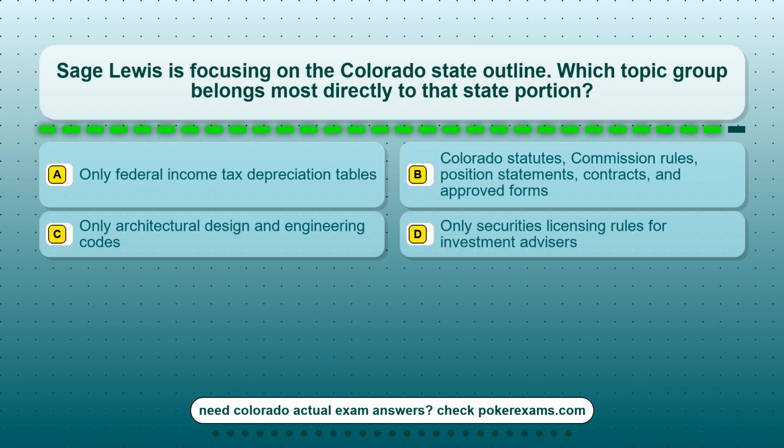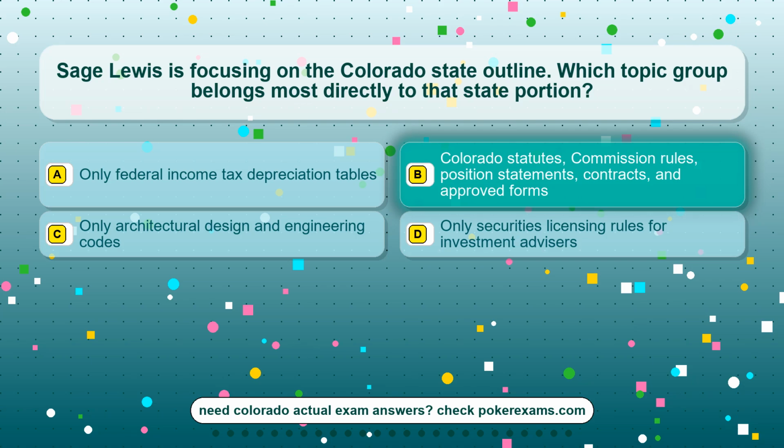Question 2. Sage Lewis is focusing on the Colorado state outline. Which topic group belongs most directly to that state portion? Option A, only federal income tax depreciation tables. Option B, Colorado statutes, commission rules, position statements, contracts, and approved forms. Option C, only architectural design and engineering codes. Option D, only securities licensing rules for investment advisors.